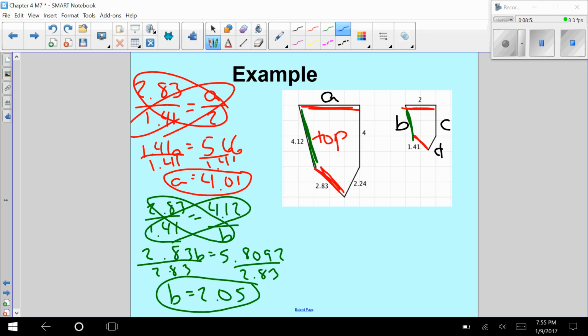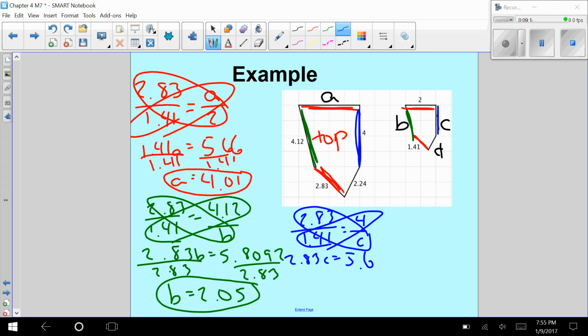All right, let's look at side C. Start with our same initial ratio, 2.83 over 1.41. And C lines up with 4. So I put the 4 on the top, the C on the bottom. I cross multiply. I have 2.83C equals 1.41 times 4, which is 5.64. Divide by 2.83. And we get C equals about 1.99.